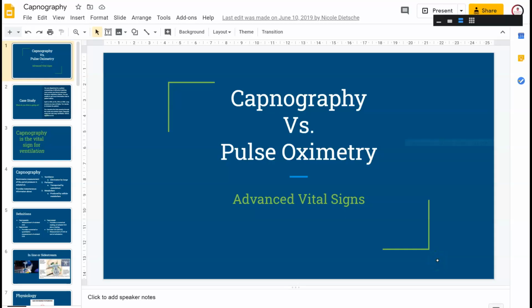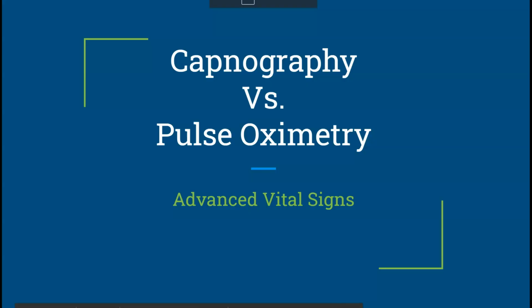So let's start with capnography. There we go. So we use capnography and pulse ox, and we kind of use it in combination because you can get a lot more information from capnography, but pulse ox also provides you a decent level of information about your patient, including how well they're perfusing.